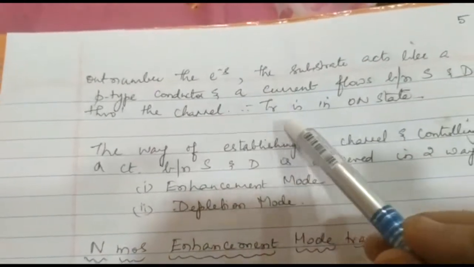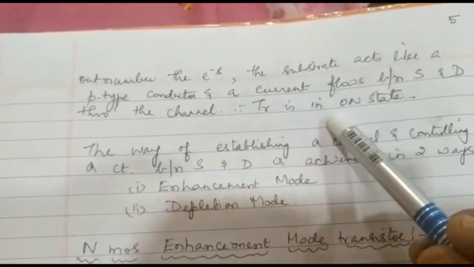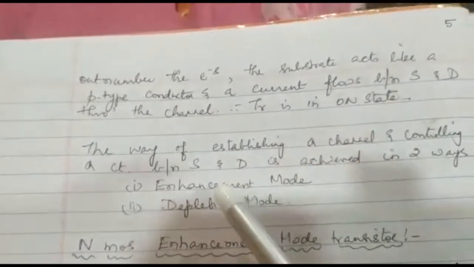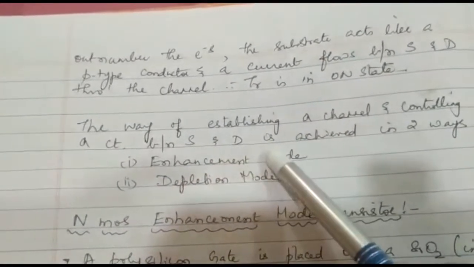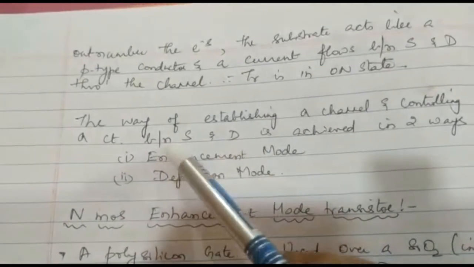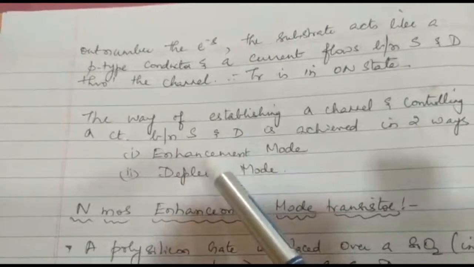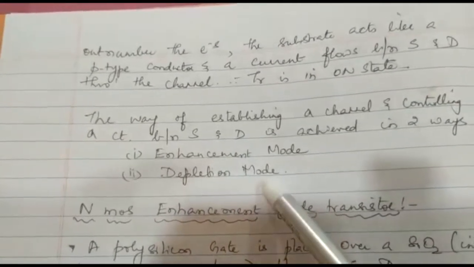Thus, the transistor had entered into an on-state mode. The way of establishing a channel and controlling a current between source and drain is achieved in two ways. One is enhancement mode, other is depletion mode.